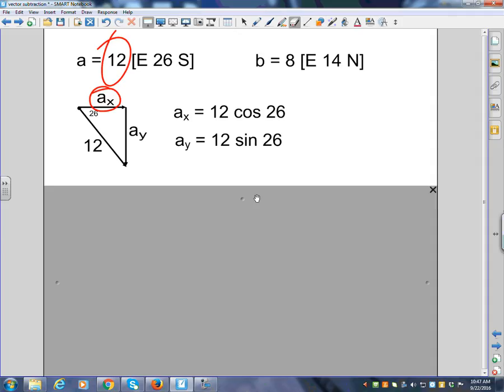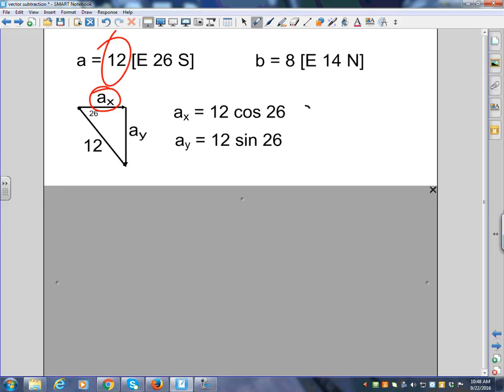I don't understand how you figure out if it's cos. Wherever the angle is. So here's the angle, right? Cosine is adjacent over hypotenuse, and sine is opposite over hypotenuse. That's just the definition, Joel. It just comes from the sky. Okay, fair enough. So anyways, 12 cos 26, 12 sine 26.